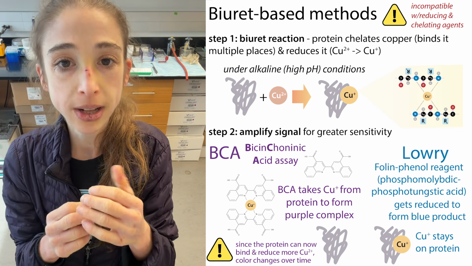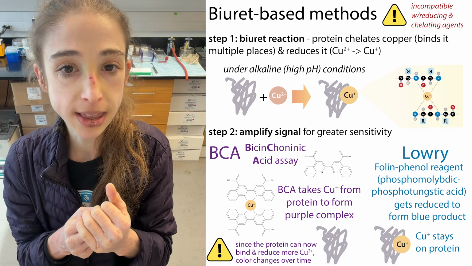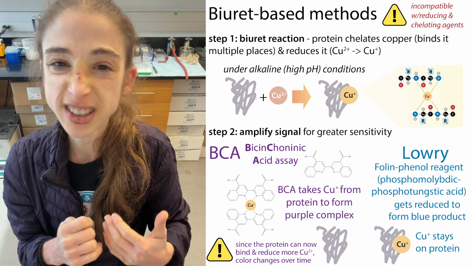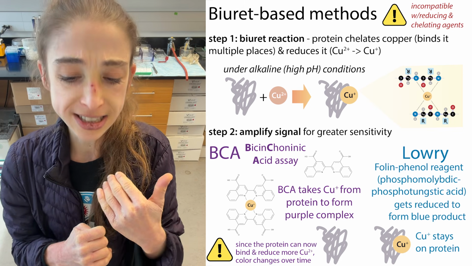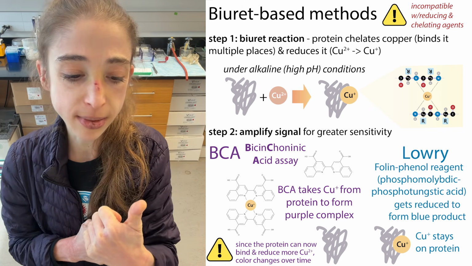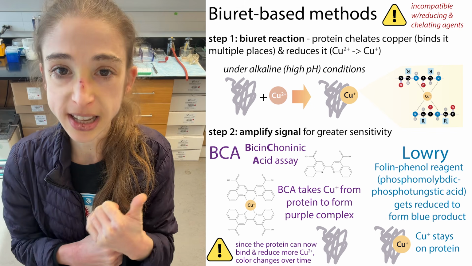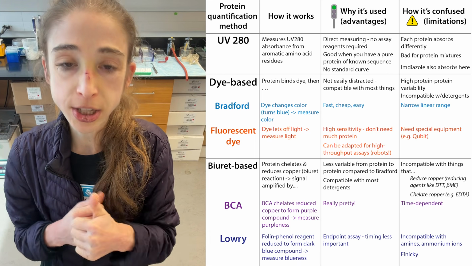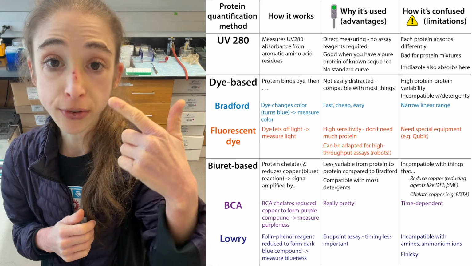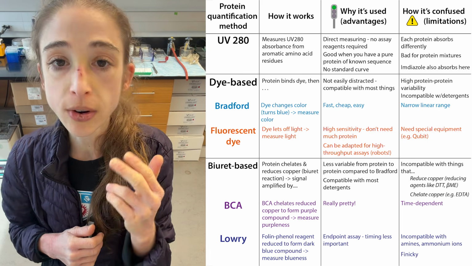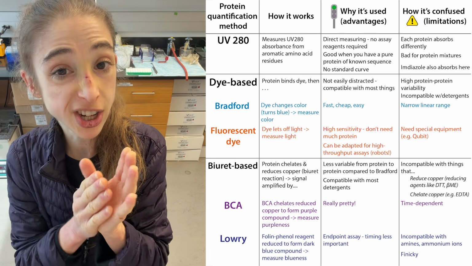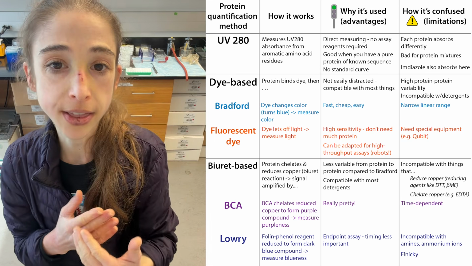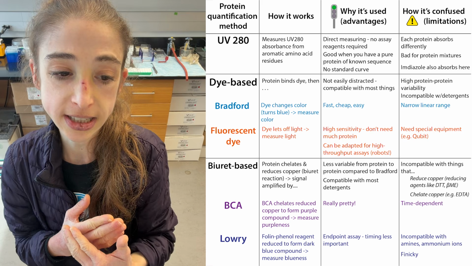With Lowry, it's an endpoint based method, but it's going to be more finicky than the BCA assay. Lowry's not used that much, and it's also going to be incompatible with ammonium ions, amines, and things like that. So your main options are your dye-based methods, such as Bradford and fluorescent. Those are going to have a narrower range of usefulness. There's high protein variability, and they're incompatible with detergents.